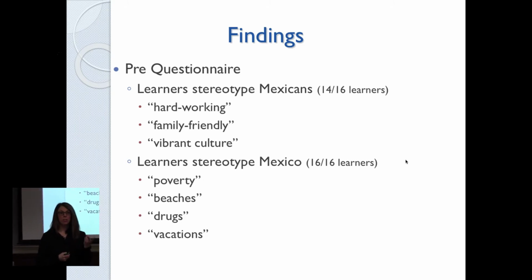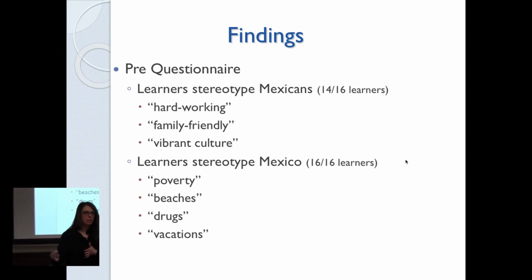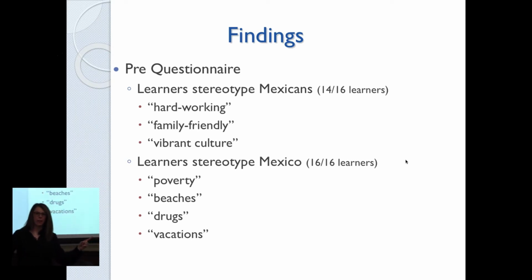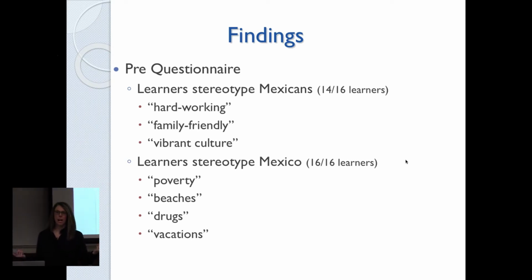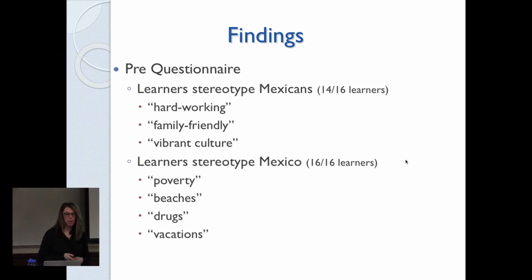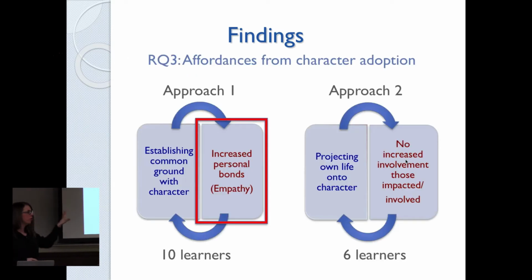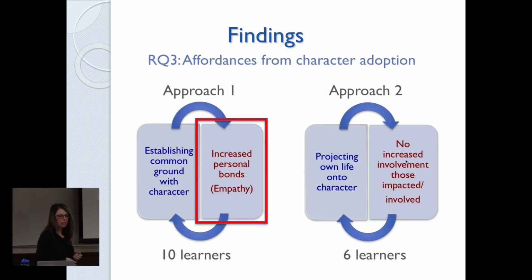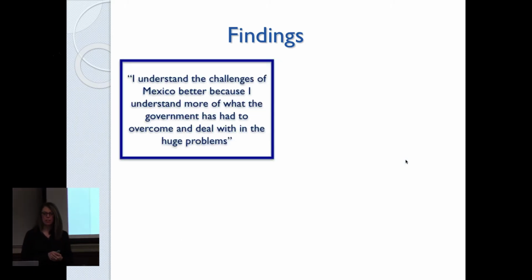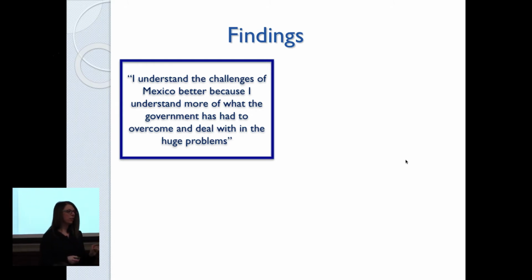So we see there were 2 students that didn't stereotype Mexicans, which you would think, okay, so maybe that's going to have an incidence on the end result, but they were in separate categories. So one is in the empathy group and one is in the non-empathy group. So I would need more data to know if that really plays a role. So then after the simulation, what were students saying? The ones that made progression toward a deeper understanding said things like, I understand the challenges of Mexico better because I understand more of what the government has had to overcome and deal with these huge problems. So interestingly, this student empathized or understood from a government perspective, right? Because she was a government official.